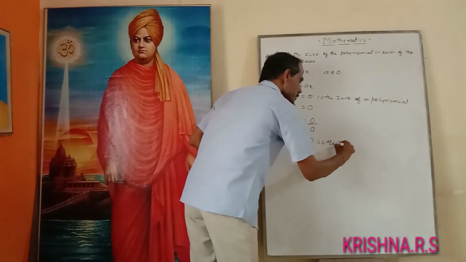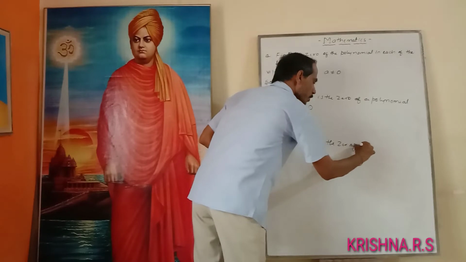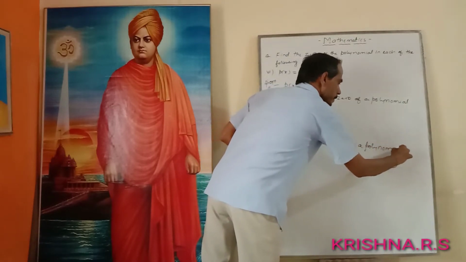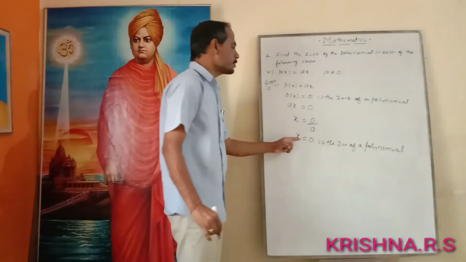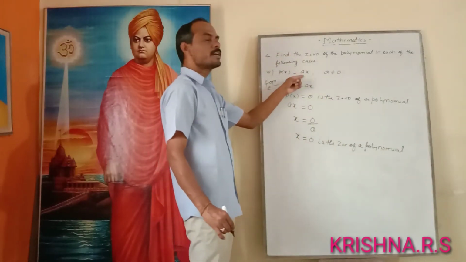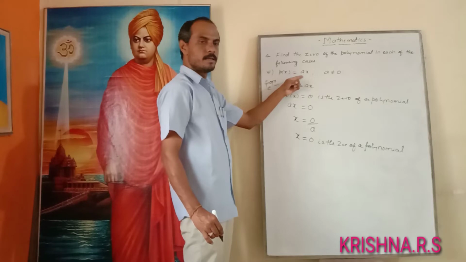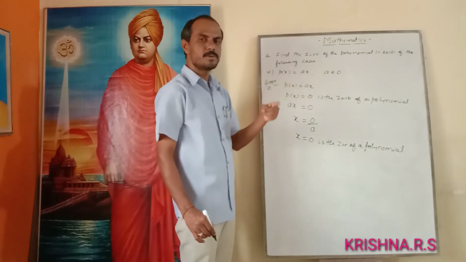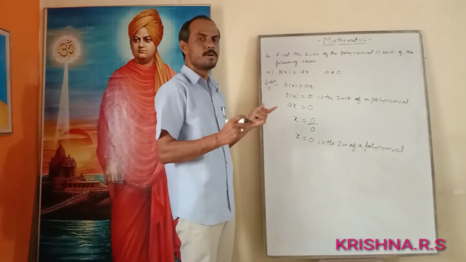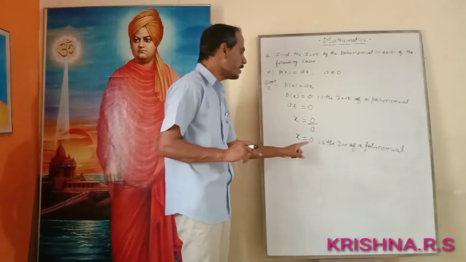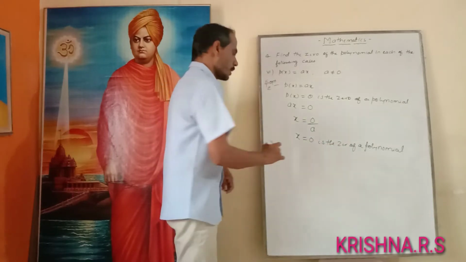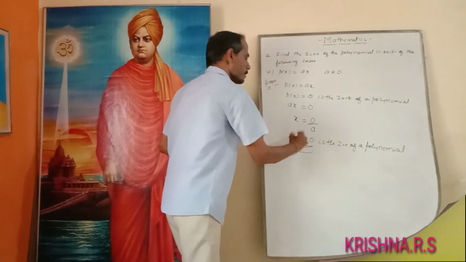Is the 0 of a polynomial. If x is equals to 0, if you substitute in the given polynomial, then P of 0 is equals to a into 0. A into 0 is 0. P of 0 is equals to 0. That's why x is equals to 0 is the 0 of a polynomial. I hope you understood this one. Okay.